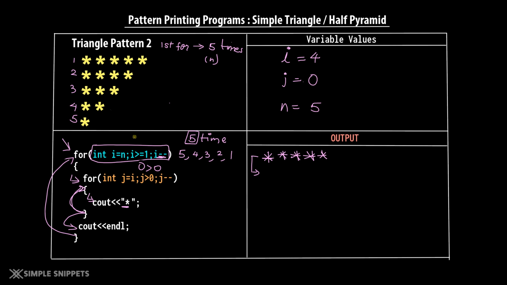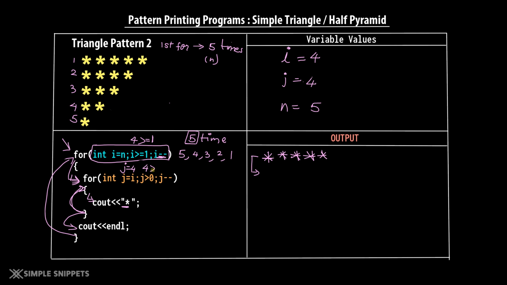Is i greater than or equal to 1? Is 4 greater than or equal to 1? Yes it is. 4 is greater than 1. So you'll go inside the first, that is the outer for loop. And now over here we will say j equals i. What is the new value of i? i has become 4. So initialization of j will also start from 4. So j will also become 4. j equals 4 over here.